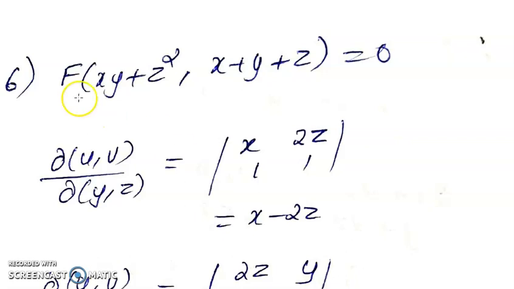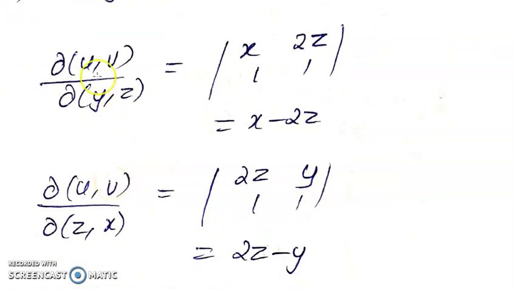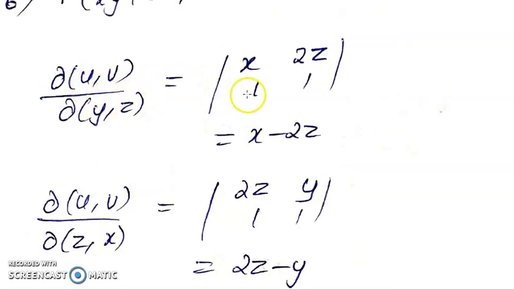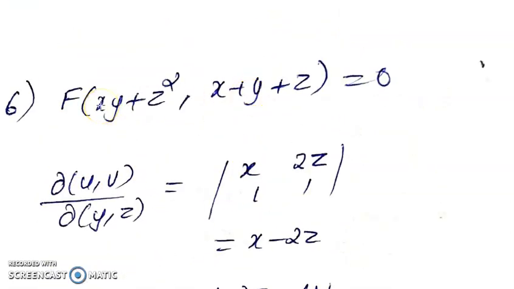And another question. If you have f of xy plus z square, x plus y plus z equal to 0. So your u is xy plus z square, and v is x plus y plus z. So finding the corresponding determinant, dou of uv by dou of yz is uy uz, vy vz. So uy is x and uz is 2z, and vy and vz both are 1.